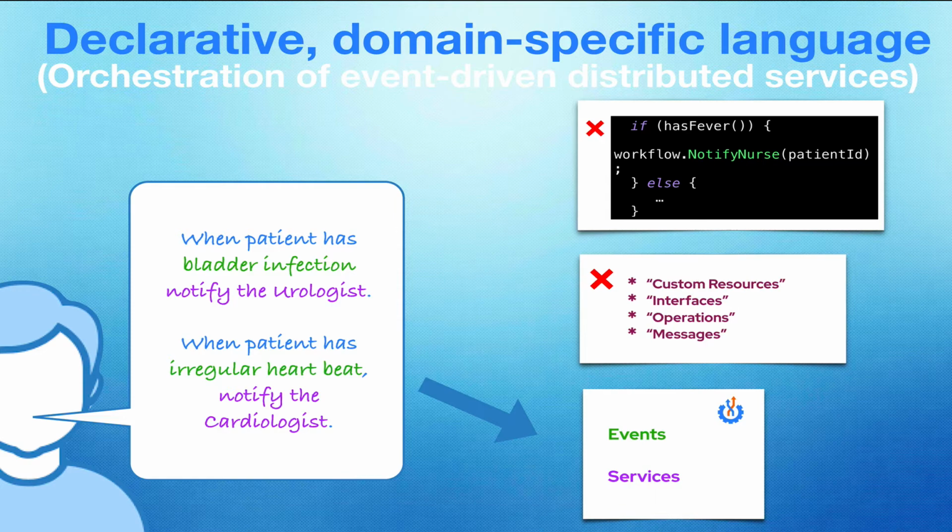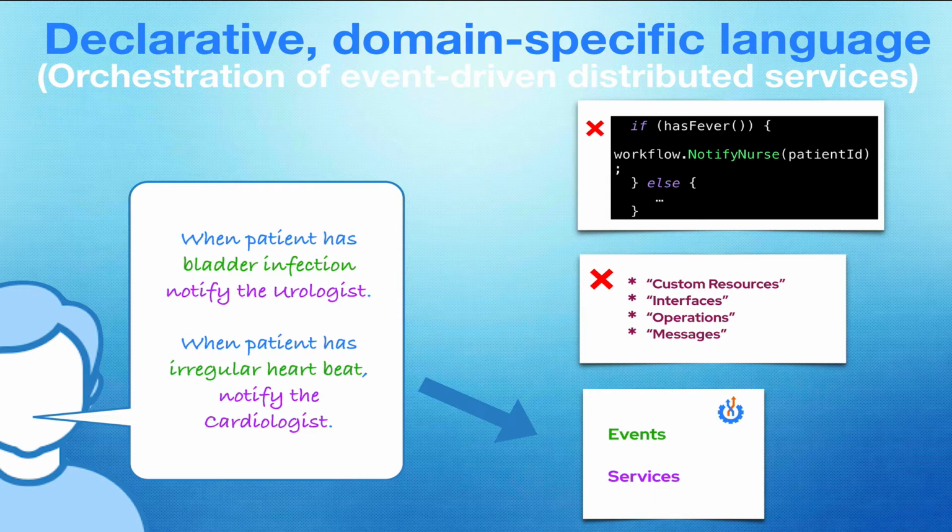Serverless Workflow defines a declarative and domain-specific workflow language. Declarative, it is not expressed in low-level code, but defines an abstraction language which you can express in both JSON or YAML format. Domain-specific, as it targets the domain of orchestration of event-driven distributed services.